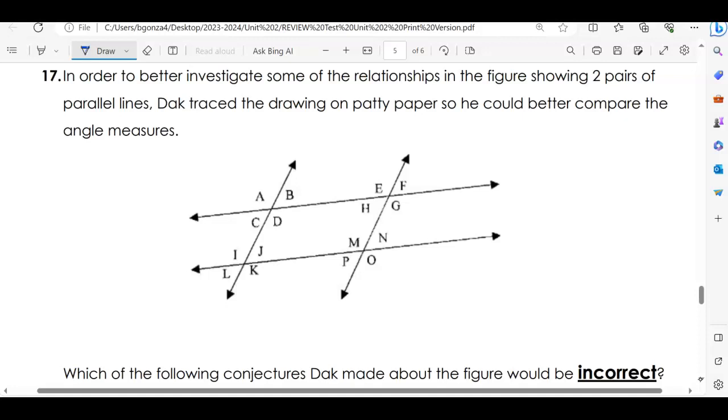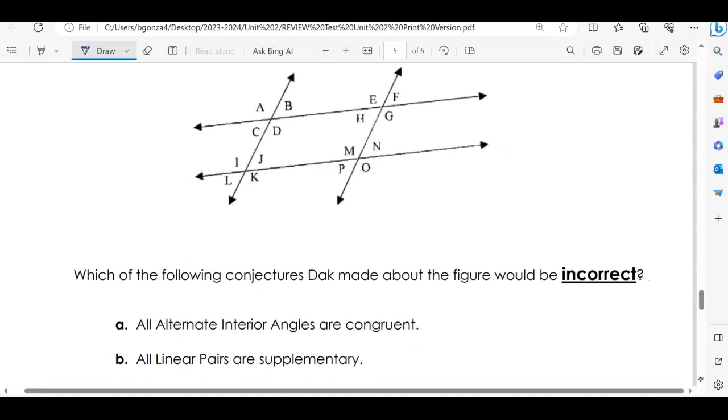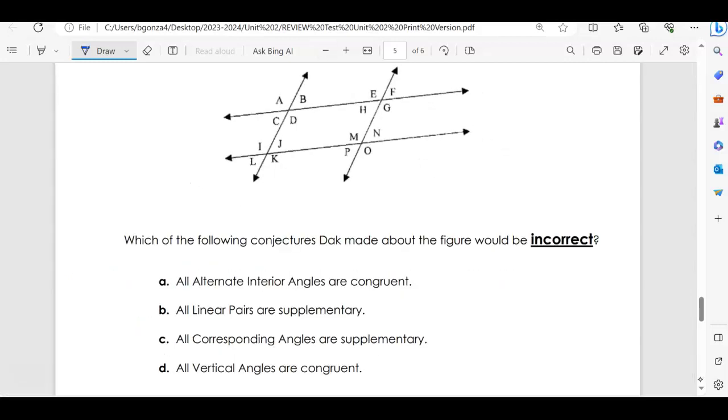Very good. 17: in order to better investigate some of the relationships in the figure showing two pairs of parallel lines, Dak traced the drawing on patty paper so he could better compare the angle measures. Now, which of the following conjectures Dak made about the figure would be incorrect? Okay, we know Dak is never incorrect, but this is fiction for math, right?